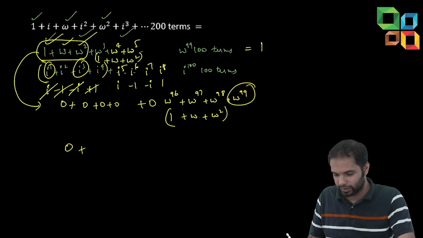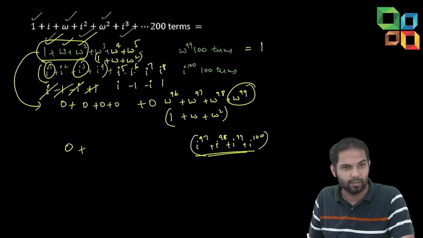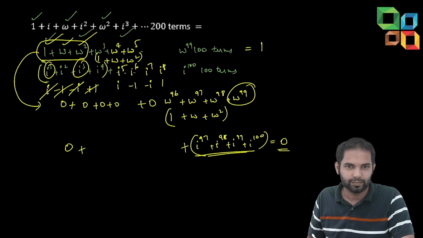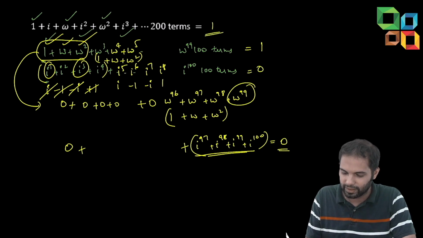What would be the last 4 terms? i to the power 97, i to the power 98, i to the power 99, i to the power 100. You can see we're using all the terms, so nothing remains. So the sum is equal to 0 itself. So what is the sum of all the 200 terms? It is equal to 1.